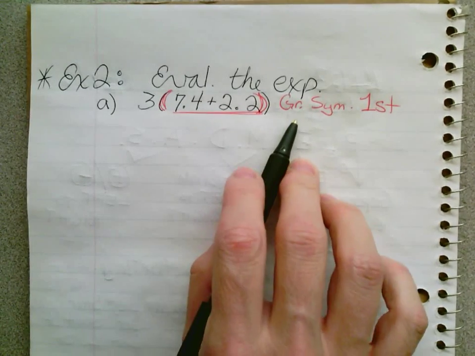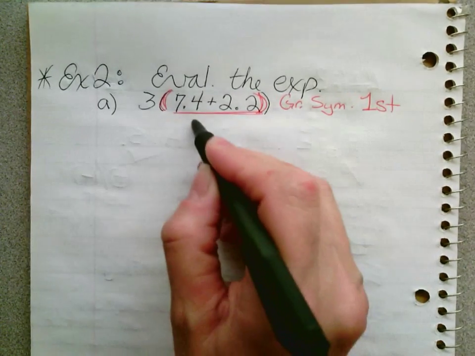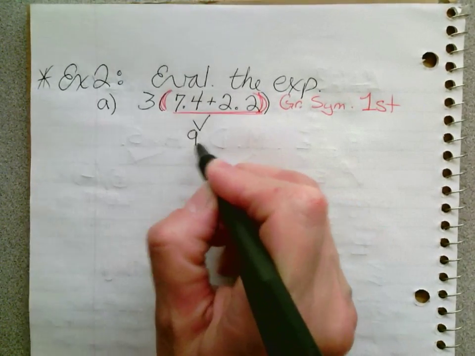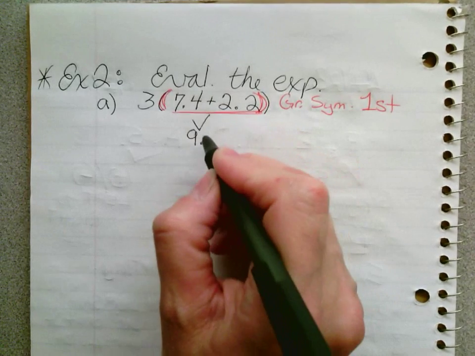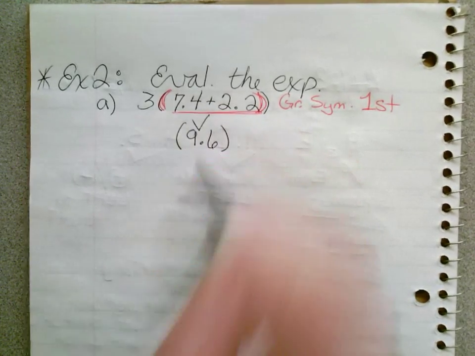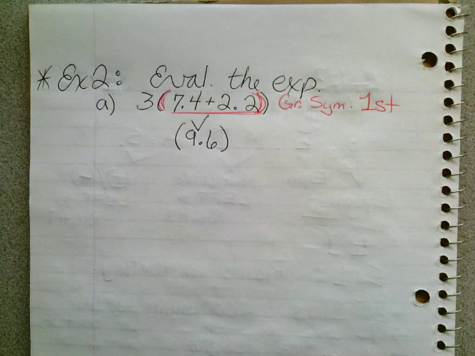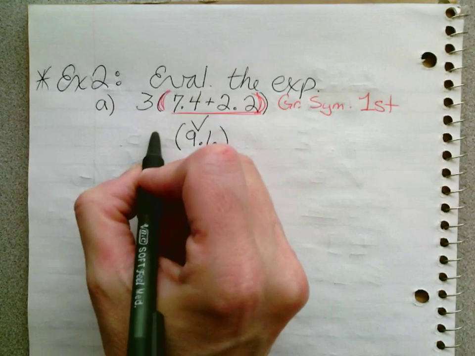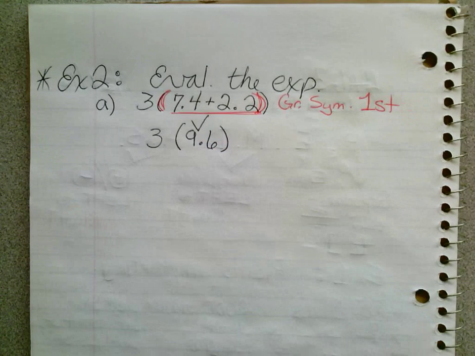Okay, that's what that says. You're going to do that first. So you should have come up with 9 and 6/10 if you did your arithmetic correctly. Okay, 9 and 6/10. Second, you're going to do any exponents which you don't have. So we're going to ignore that step. But we are going to do the third step, which is multiply and divide from left to right.